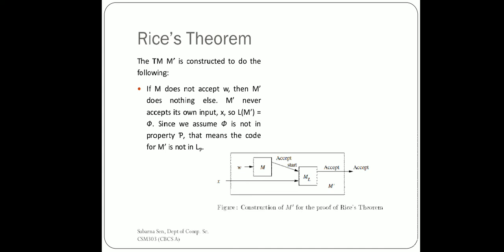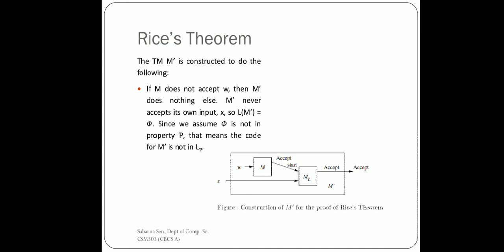Why? Because if this universal Turing machine is not accepting W, then M cannot accept W as well, which means it cannot work anymore. It will be at the halted state. So the input X that is fed will not work at all. Why will it not work at all?